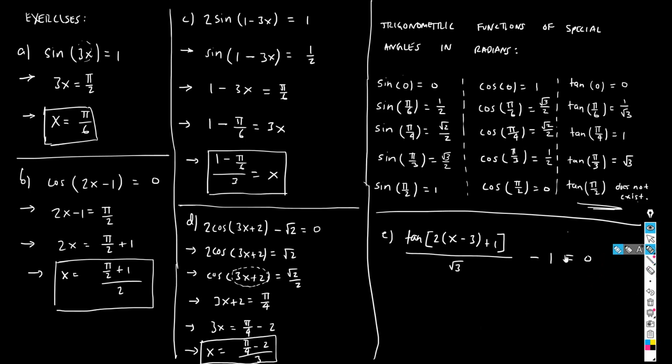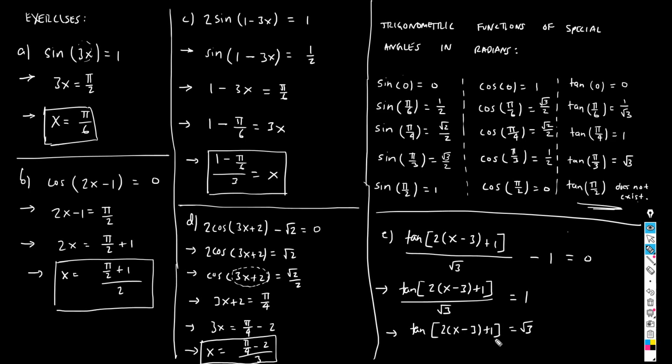So I'm gonna do it. So what can I do first? I can add 1. I can put this to the other side. So it's gonna look like this. Okay. Then I can multiply by the square root of 3 on both sides. And that's it. Now I have that form. Tangent of some angle, which is all of this. That's why I wrote brackets. Being equal to the square root of 3.